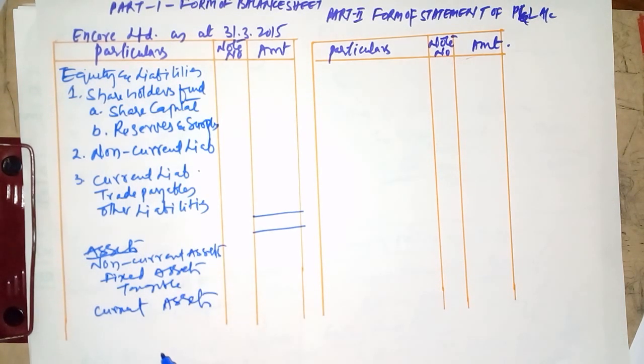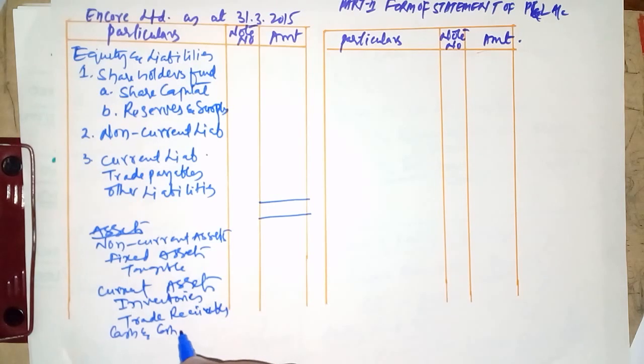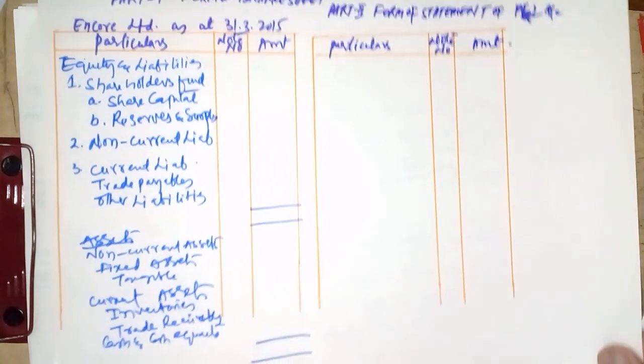So under current assets, we have inventories, then trade receivable, and we have cash and cash equivalents, right? Cash and cash equivalents, right? Then we'll make the summation. Clear?